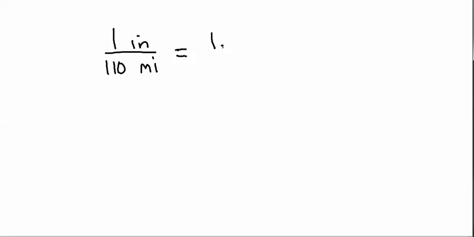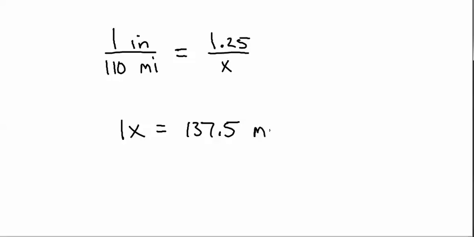So it's 1.25 inches, isn't it? Yeah. Over x miles. A quarter is 0.25, because a quarter of a dollar is 25 cents. Crisscross multiply. So your 1x is going to equal 110 times 1.25. 137.5 miles.